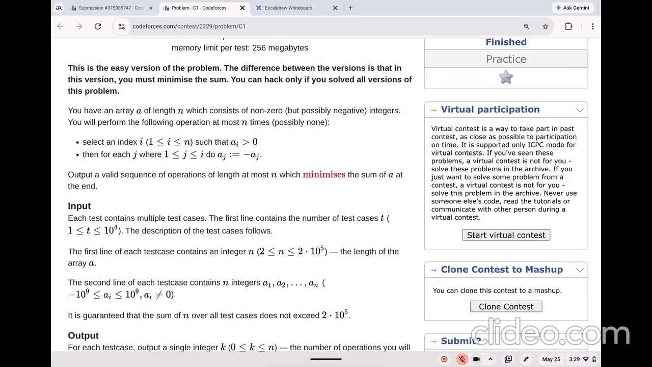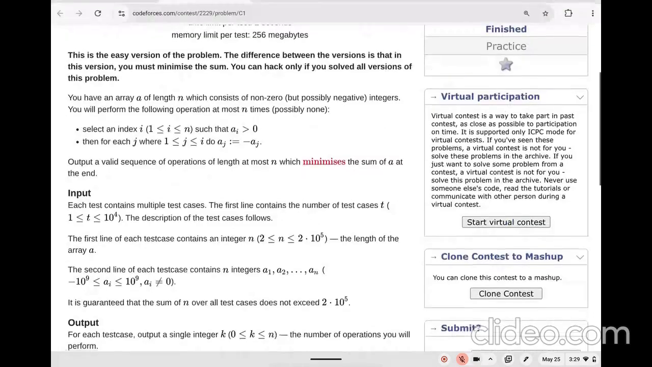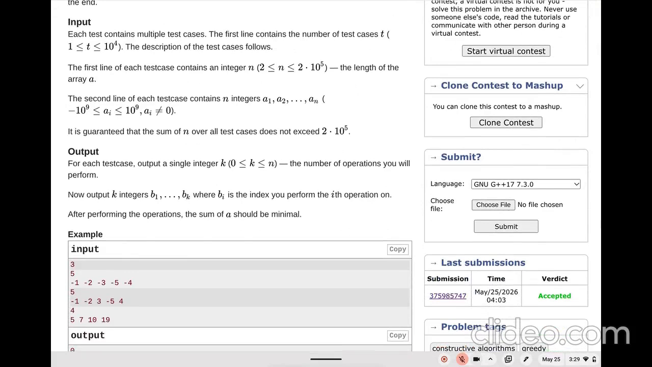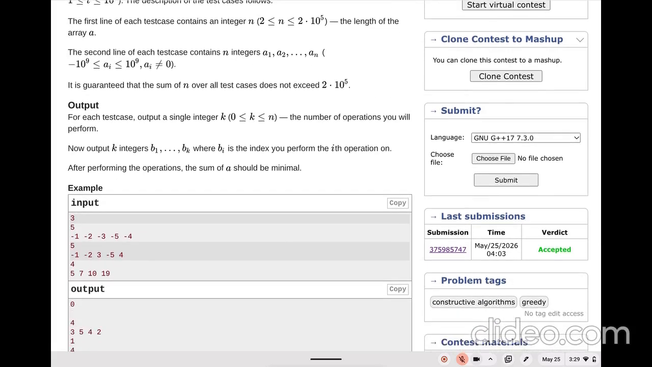You need to output a valid sequence of operations of length at most n, which minimizes the sum of a at the end. Okay, so if you look at the constraints, n is up to 2e5, right? And you need to print k, that is the number of operations you require, and then the indices you choose. So the sum, after you apply these operations, should be minimal, right?